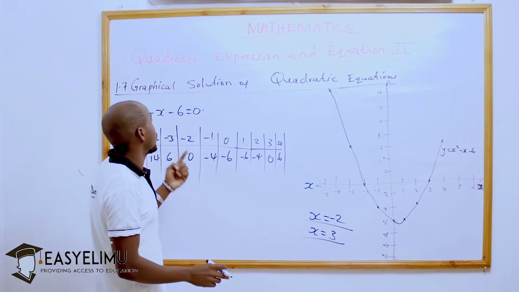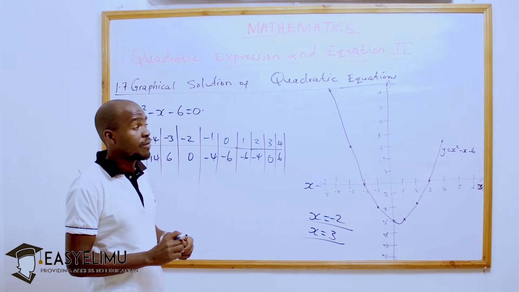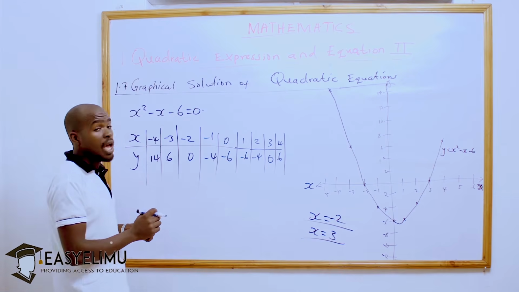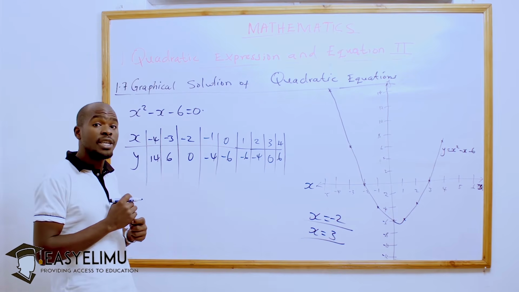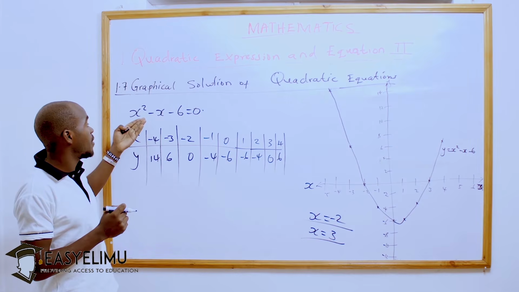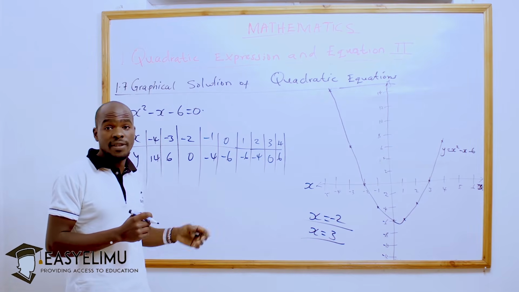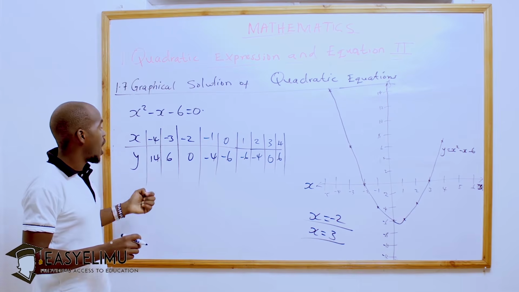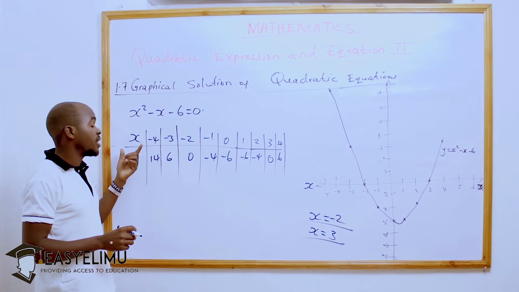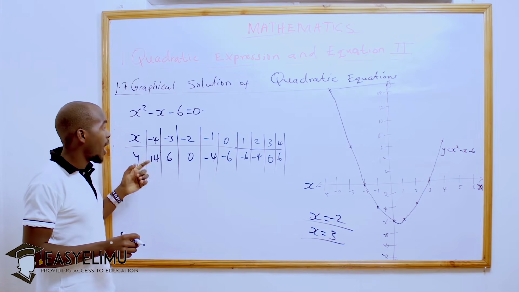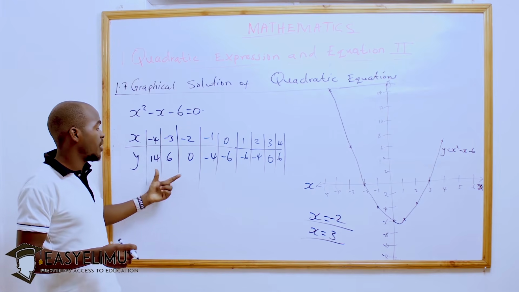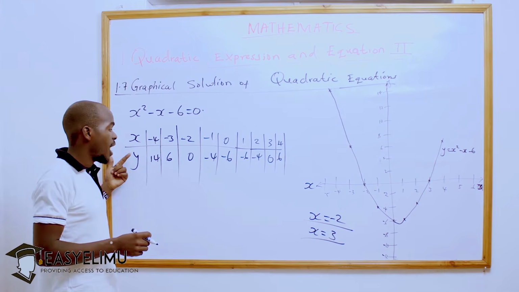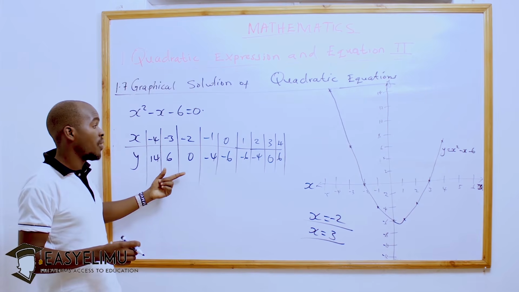We are going to see the graphical solution of quadratic equations, and from this one we may be provided with different kinds of quadratic equations. For instance, having x squared minus x minus 6 equals 0, you can draw out the table for x and y, and you find out where y is 0, and then you find out the values of x and also the values of corresponding y.